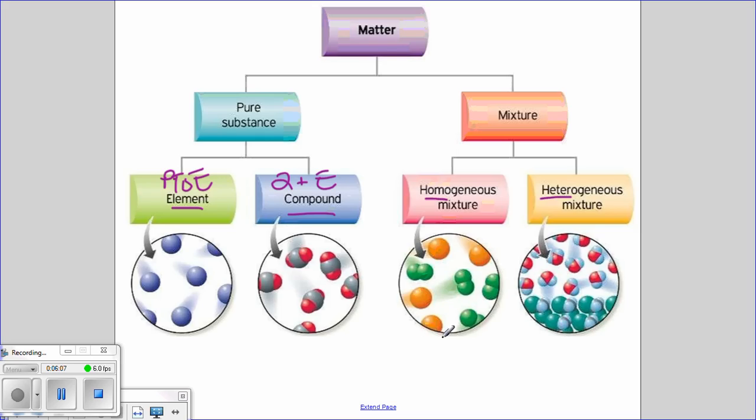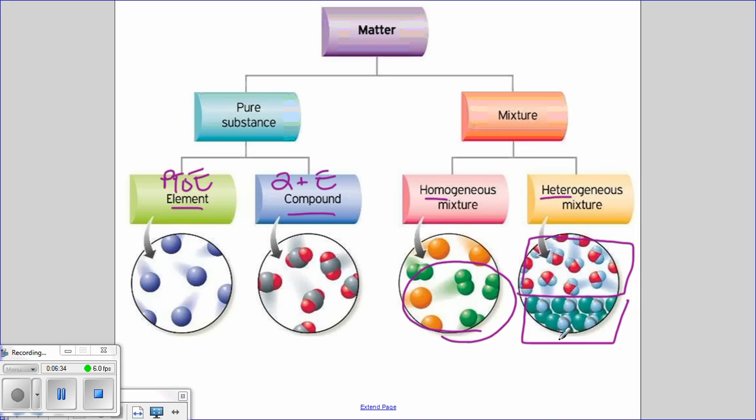Homogeneous means it's uniform throughout. You can't tell the difference between what's in the mixture because it looks the same top and bottom of the mixture. A heterogeneous mixture will have some sort of phase on top and phase on bottom, meaning that there's two different compounds here that are unable to interact because of some of their chemical properties. So it's heterogeneous because you can see the difference.